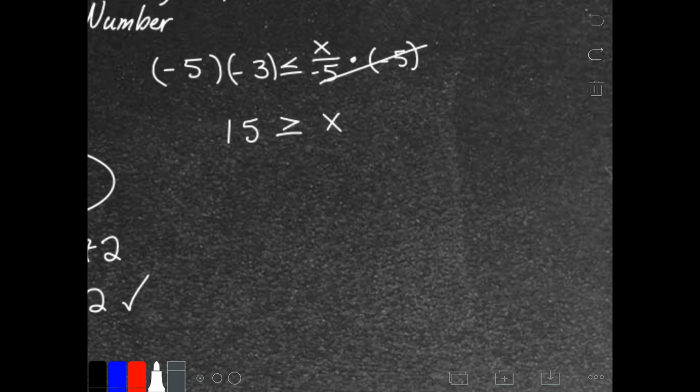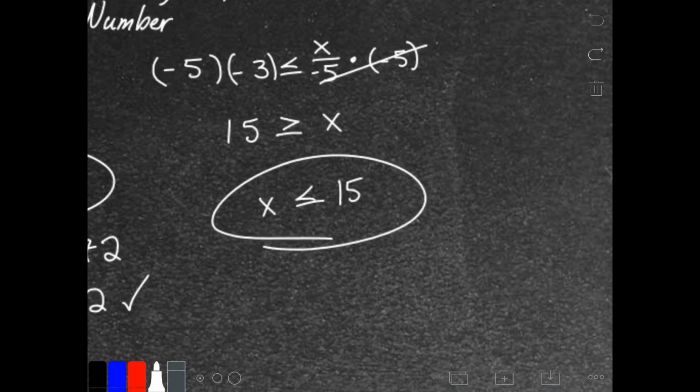Now with inequalities, I would read this as 15 is greater than or equal to x. But it's going to be easier for me to think about the solutions to this inequality if I go ahead and write the x on the left-hand side, which means I'm also going to have to flip my symbol of relation. So the greater than or equal to becomes a less than or equal to again. And what is x less than or equal to? x is less than or equal to 15. Go ahead and circle that up.